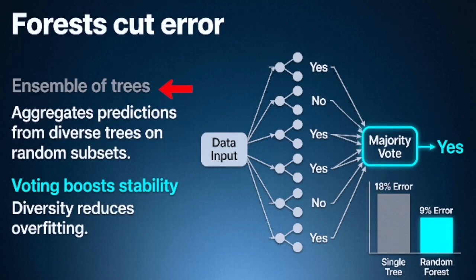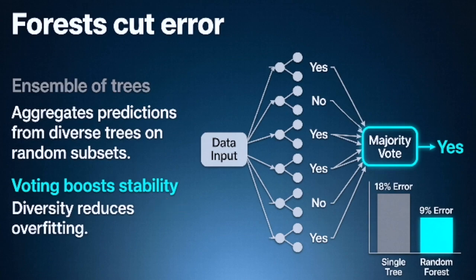Random forest is an ensemble machine learning algorithm that improves prediction accuracy by combining the outputs of multiple decision trees. Instead of relying on a single tree, it builds many trees using random subsets of the training data and random subsets of features. Each tree makes its own prediction, and the final result is determined by majority voting for classification problems or averaging for regression problems. This diversity among the trees reduces overfitting, increases stability, and improves the model's ability to generalize to new data.